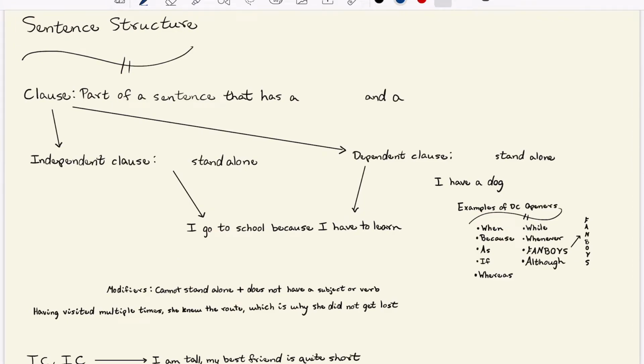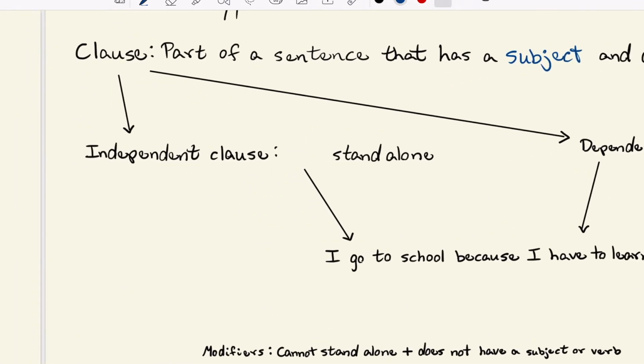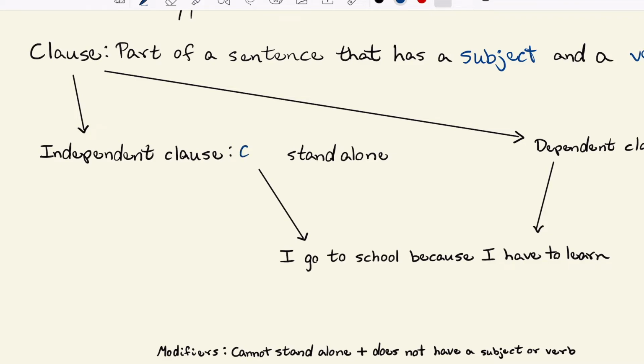Sentence structure. A clause is a part of a sentence that has both a subject and a verb. An independent clause can stand alone. An example of an independent clause is, I have a dog. The subject is I, and the verb is have.